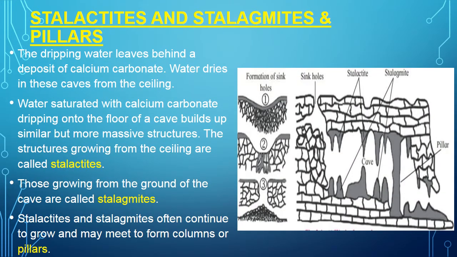Now we'll see stalactites and stalagmites as well as pillars. The dripping water leaves behind a deposit of calcium carbonate as the water dries on the cave ceiling. In the figure you can see how the formation of a sinkhole can happen. After a particular moment the sinkhole starts enlarging and the water gets percolated.